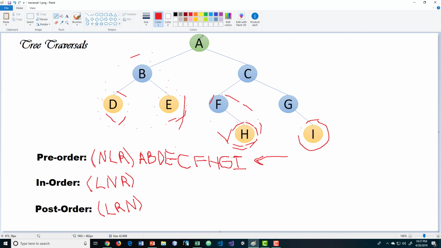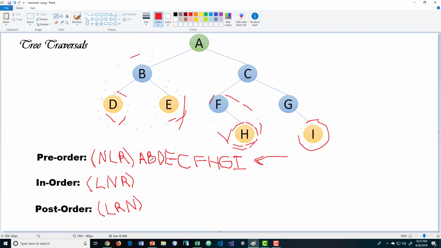We ask A, hey, well, you can't mark yourself down yet because you haven't visited the left yet, right? Because left comes before self. So we go to the left. We ask B, who is now the root in question, the N in question, have you visited your left yet? And he says, nope. So we go down to D.